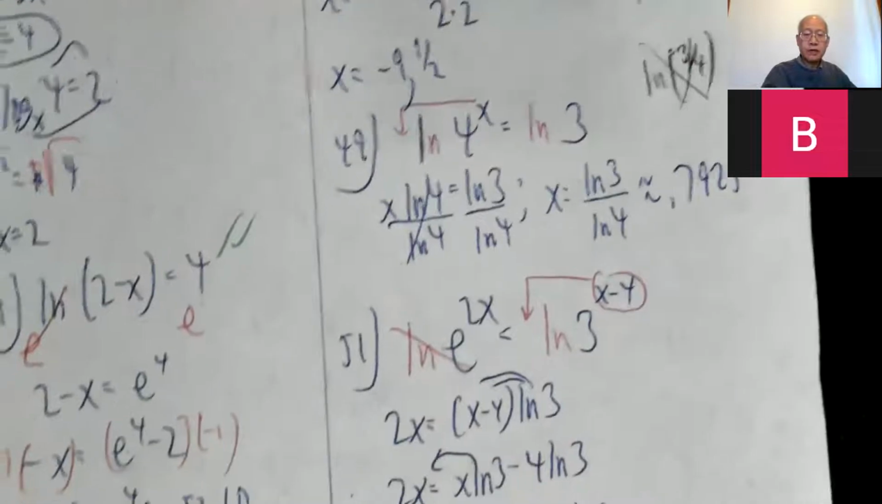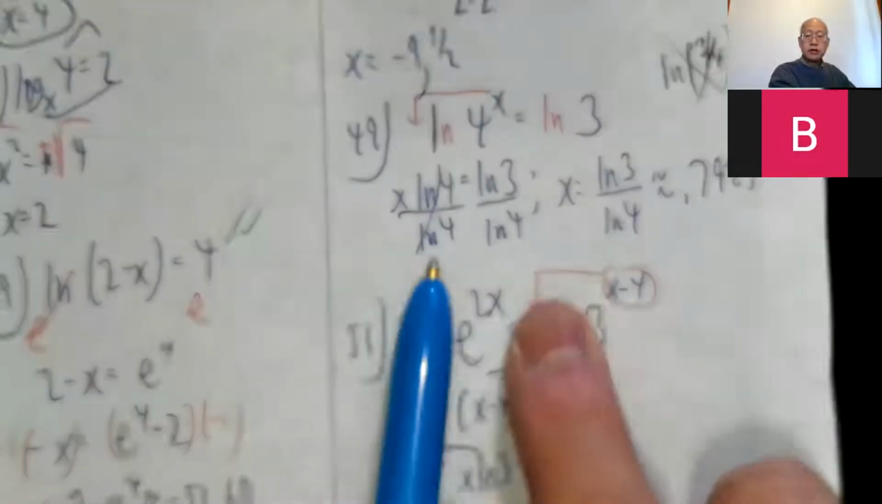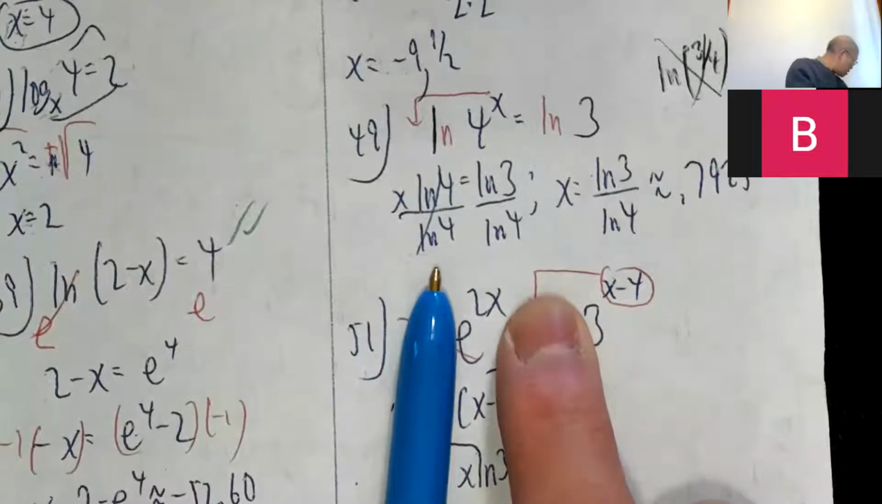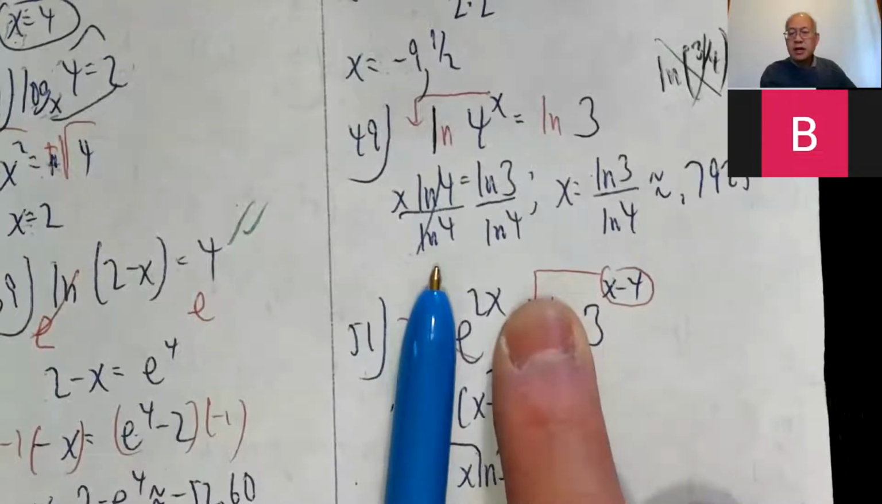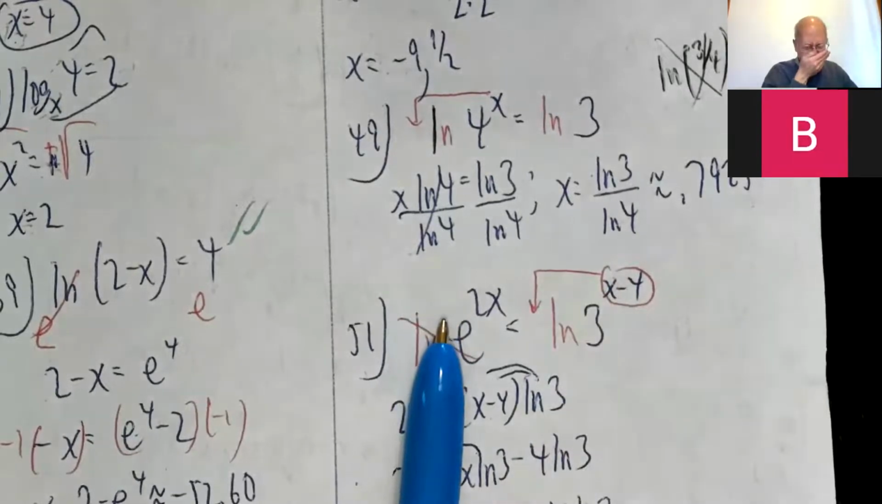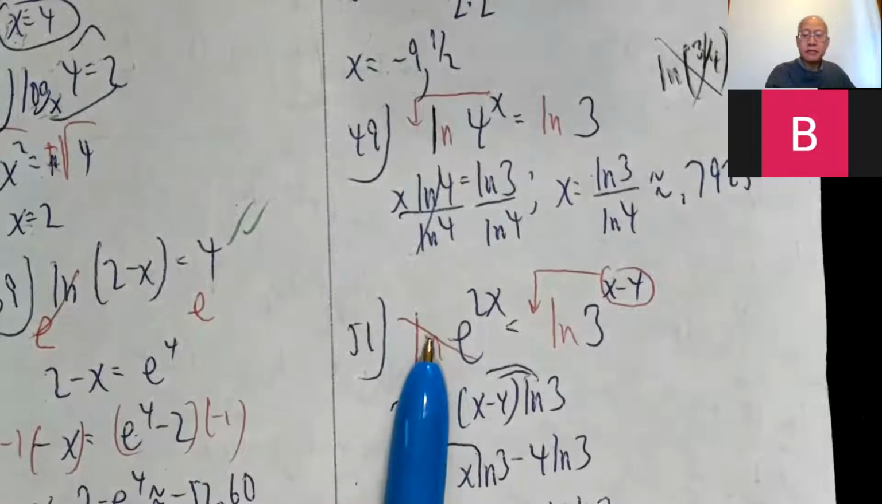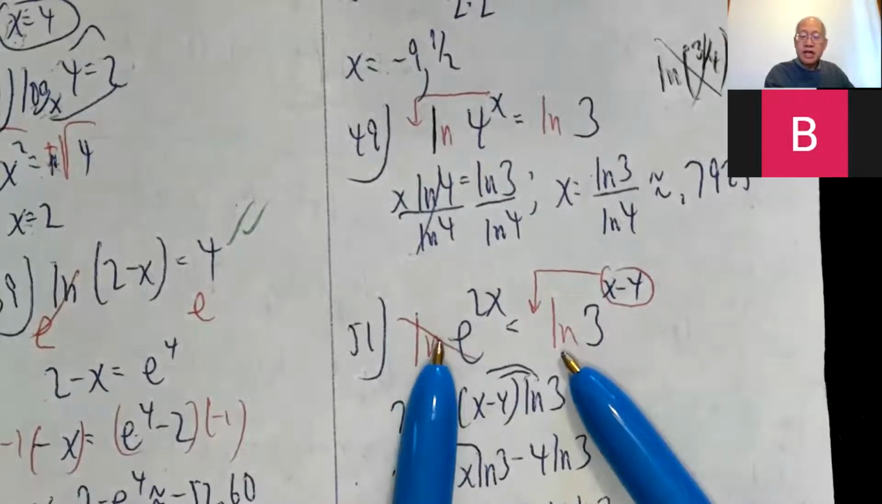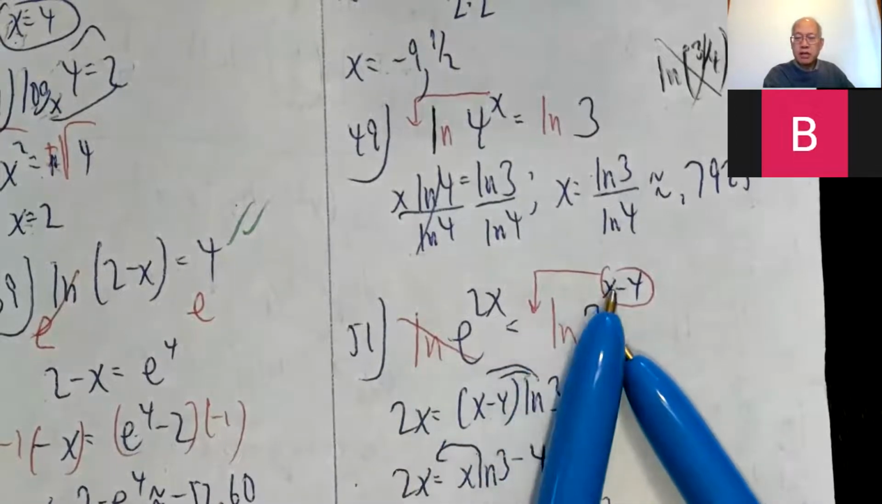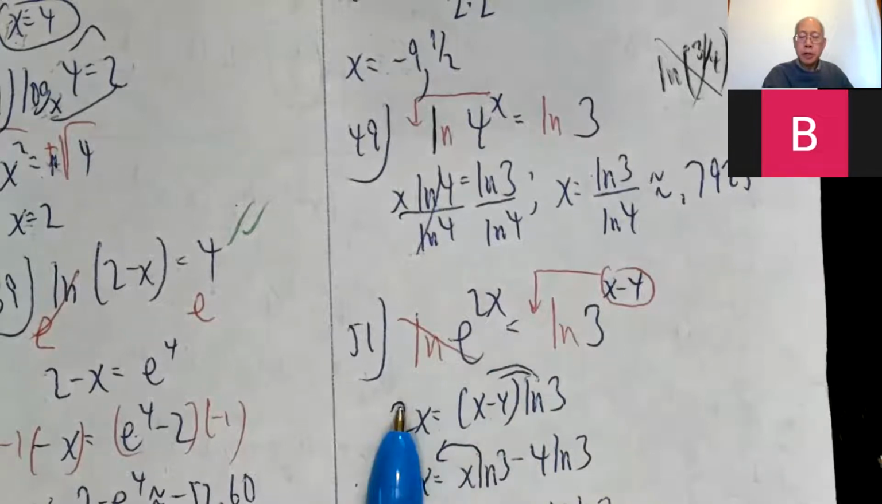Okay, 51, please. The original is like this: e to the 2x equals 3 to the x minus 4. The thing about these problems that we don't like is that exponent. So ln both sides. On this side, the ln and the e even cancel out, so forget about it, just 2x. Here they don't cancel out, but you can bring the x minus 4 down.